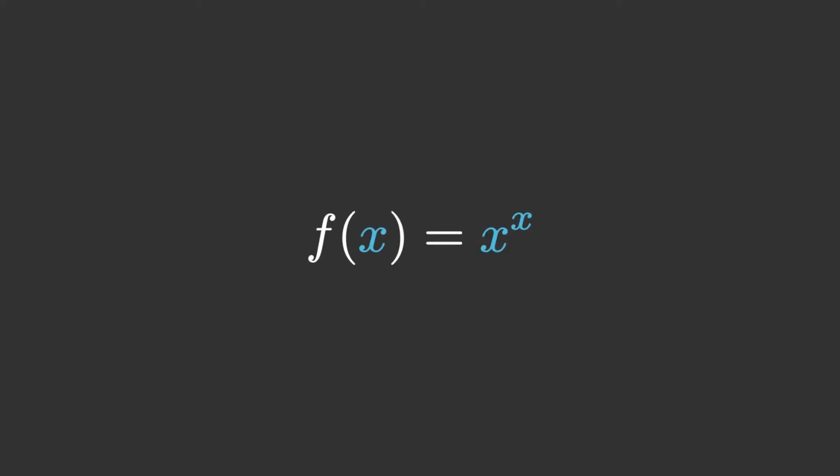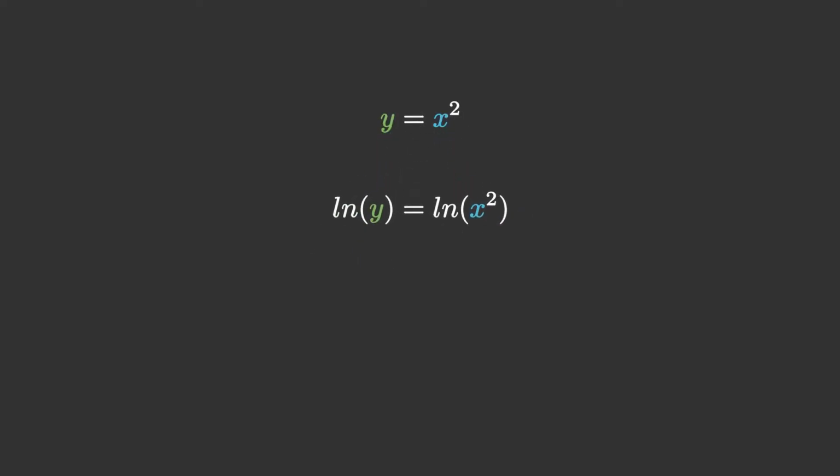If someone asks you to differentiate this equation, what would you do? Any normal way that you would try to differentiate this wouldn't work, so we use a special application of implicit differentiation called logarithmic differentiation. It involves taking the natural log of both sides of the equation and then simplifying it into a form that's easy to differentiate. Let's try this with x to the power of x.